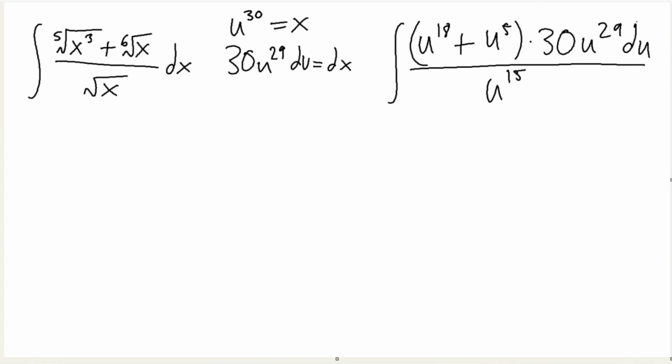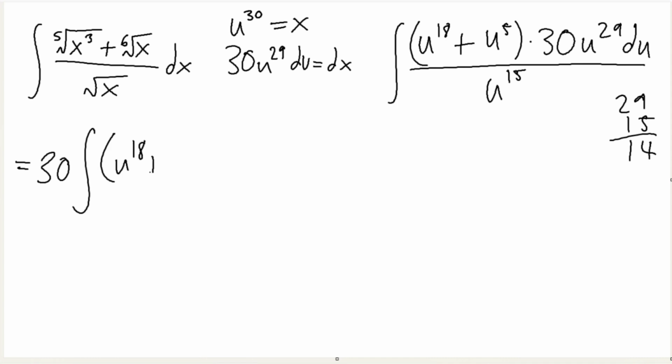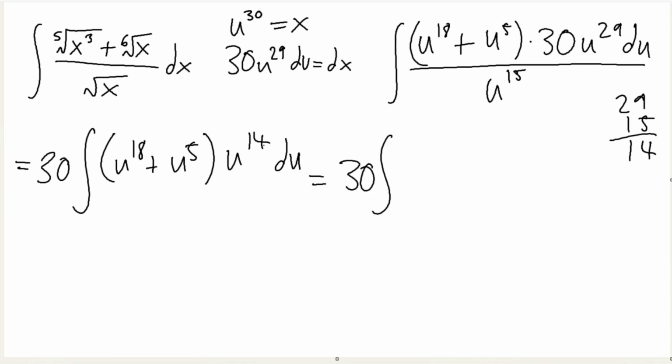Okay, first of all, 29 minus 15, that's 14. So we have 30, and then we have u18 plus u5, u14 left. And then adding this is what, 32? Is that 32? Plus u19 du?